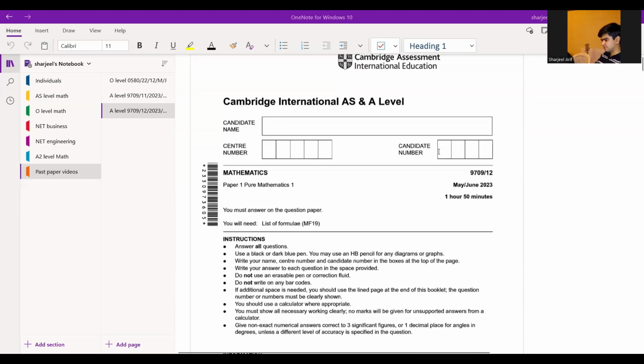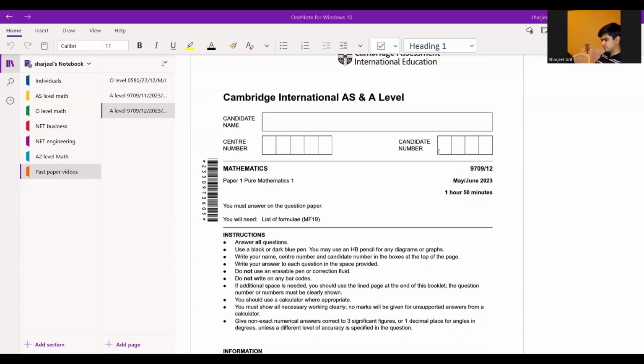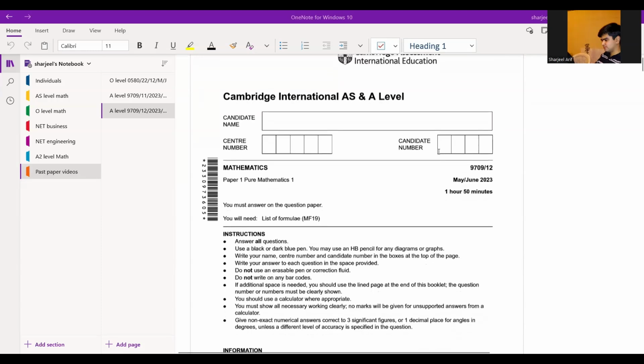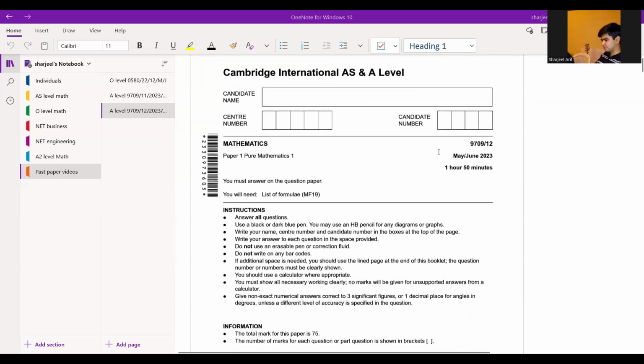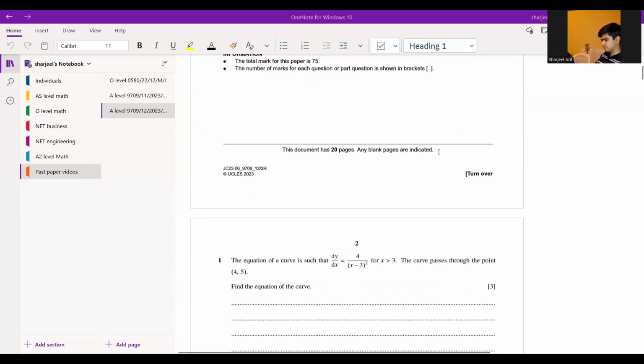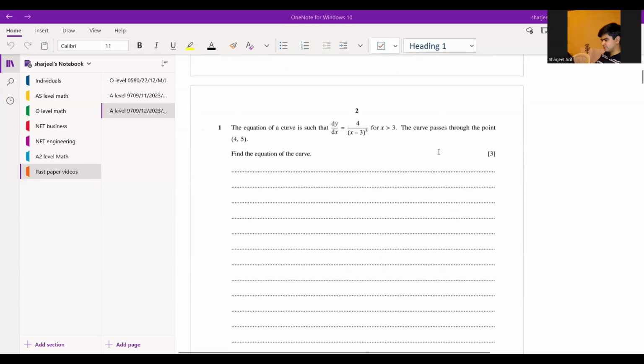We are going to solve AS Pure Mathematics 1 paper, code 970912, June 2023. The paper is 1 hour 50 minutes in duration. So we'll start from question number 1.